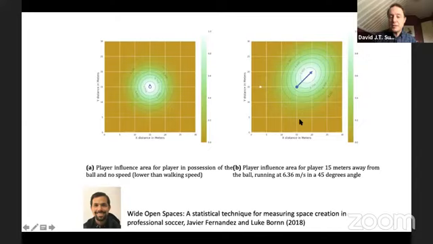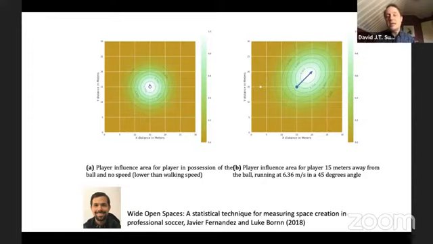So this is the influence of a player 15 meters away from the ball, running at 6.36 meters per second at a 45-degree angle. For every one of these, they have a normal distribution which they take along the axis that the player is running. So there's a normal distribution going this way and a normal distribution going this way, which describes how quickly they'll get to the ball. I mention this normal distribution a couple of times because we're going to come to the way that Laurie does it in his lectures.